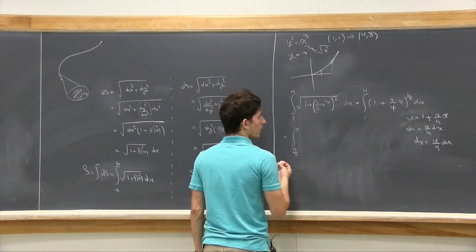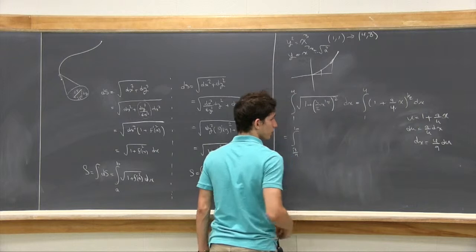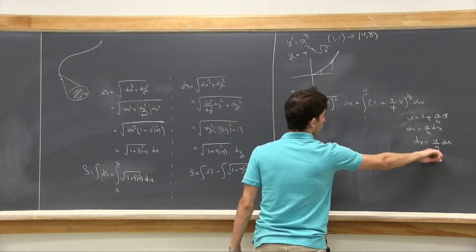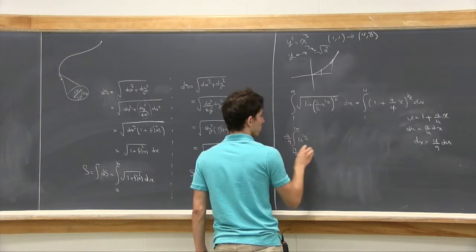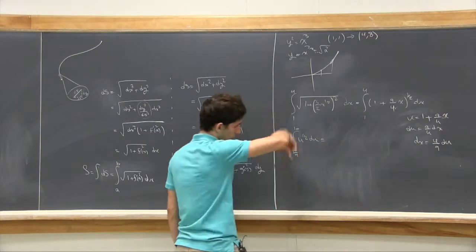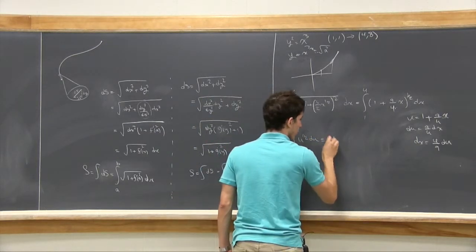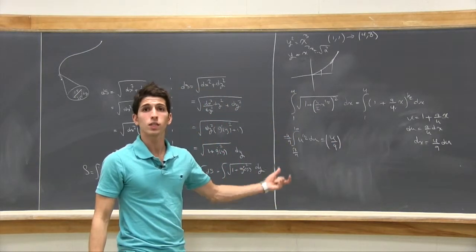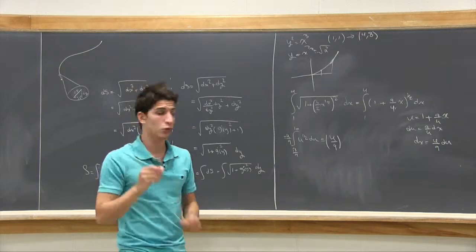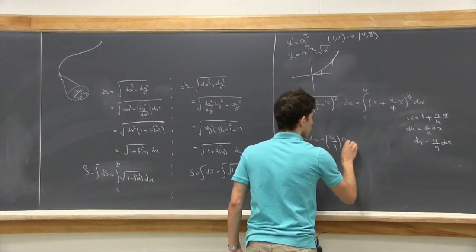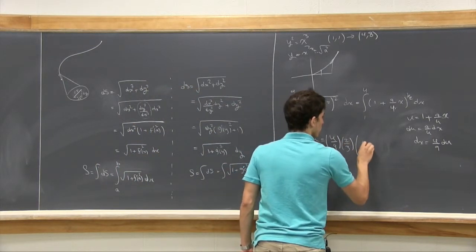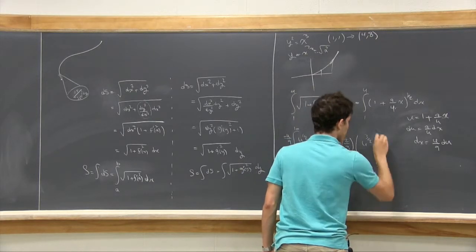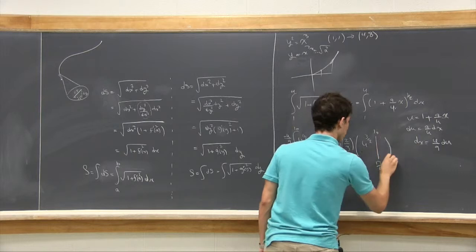Okay, so now this expression is simplified. It's just u to the 1 half, but we have the 4/9 out front, du. Okay, so we can integrate this pretty easily. We can say u to the 1 half, its antiderivative is u to the 3 halves times 2/3. So I'm going to write the 2/3, then say u to the 3 halves evaluated at 13/4 and 10.